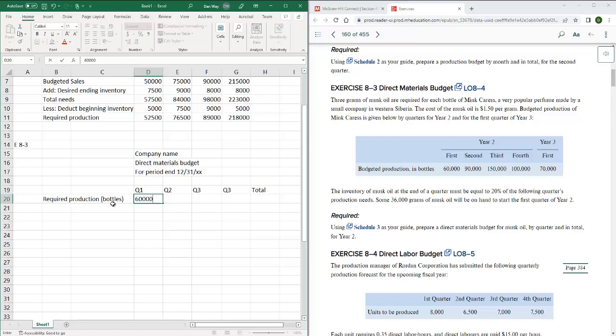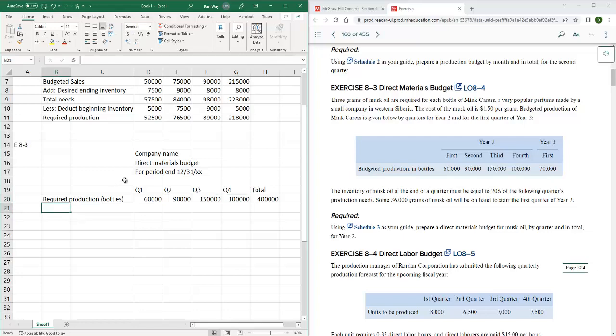Q1 60,000, Q2's 90,000, Q3's 150,000. So we've got some seasonality, and then Q4 100,000. I'll just go ahead and sum these up real quick for us. I'm going to use a little formula reference there just to make sure my Excel is still working properly. Sum of the 4 quarters, and there's our 400,000. I'm just going to fix my little error here as I go.